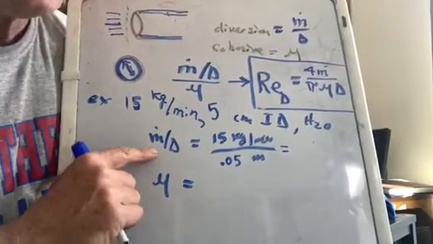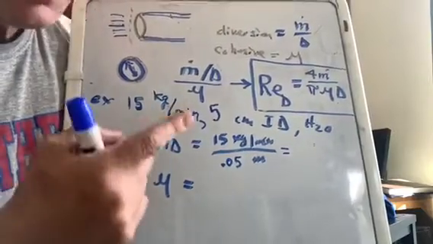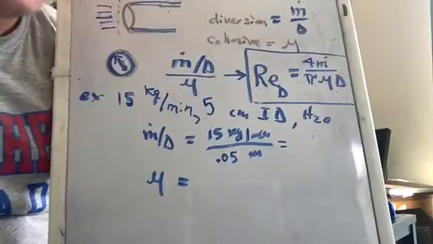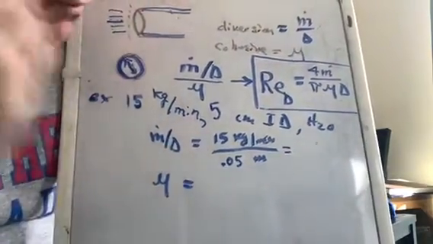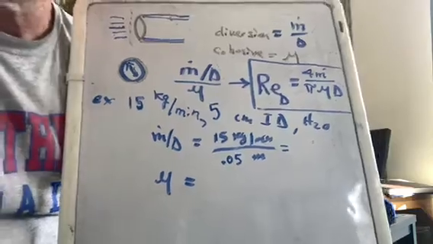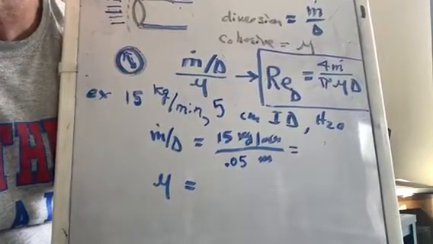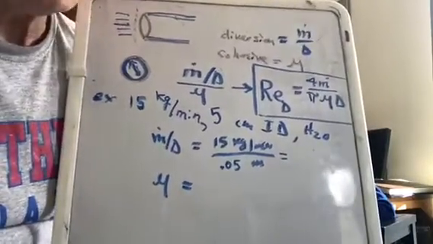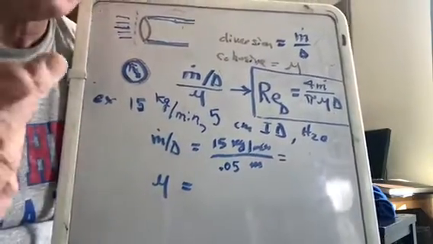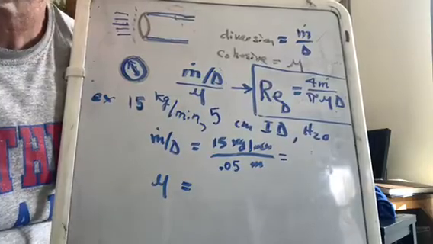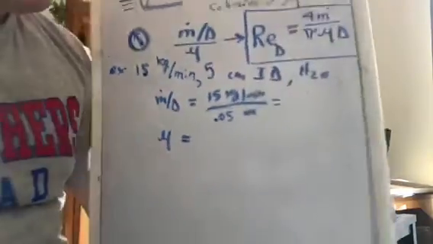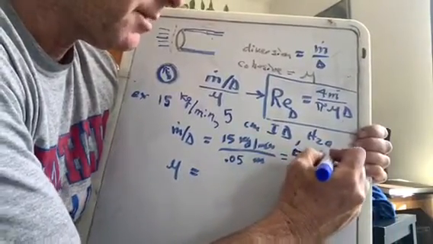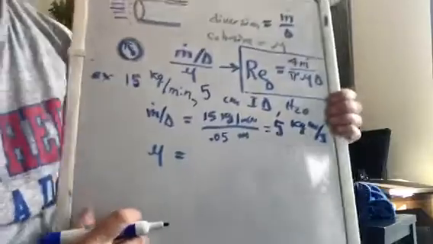M dot over d, the likelihood that there's diversion, separation, etc., or what your heat transfer book is going to call inertial forces. So that's 15 kilograms per minute divided by 0.05 meters. Try that on my calculator, 15 divided by 0.05. Okay, I get 300, but that's going to have a minute in it. We would like it to be in seconds, so I'm going to divide it by 60, and I'm getting 5. I'll write that up there for you guys, 5 kilogram meters per second. So that's m dot over d.